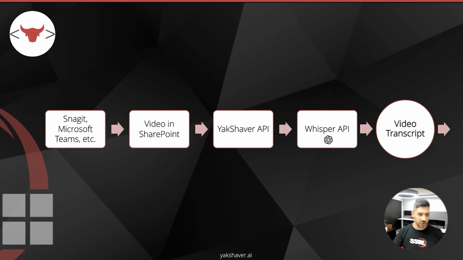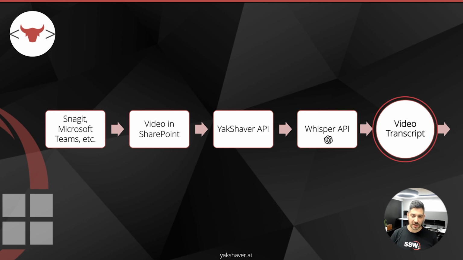So what I did is I used Snagit there, but you can also just use the recording feature inside Microsoft Teams to record a video. That video is then saved into a SharePoint location, and the YakShaver API is watching that location to pick up that video. When it does, it takes that video and gives it to the Whisper API, which is an OpenAI tool that takes audio or video information and pulls out the text transcript.